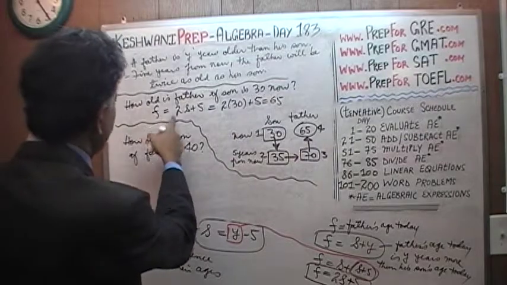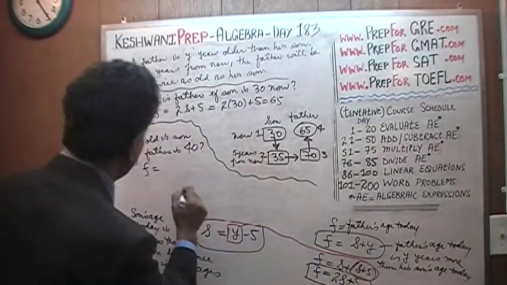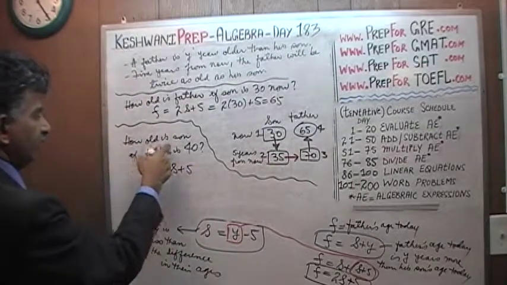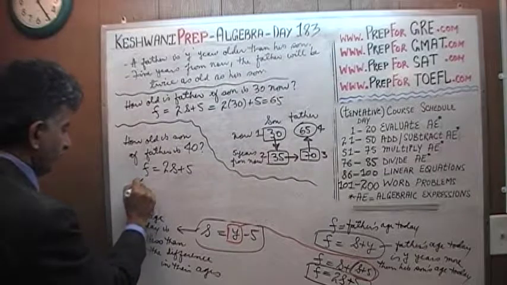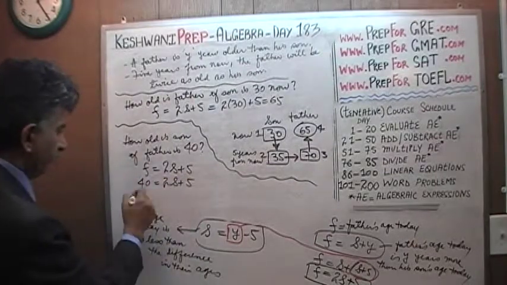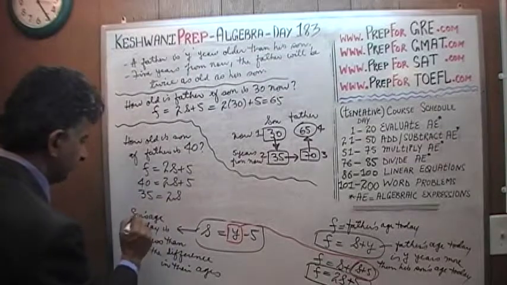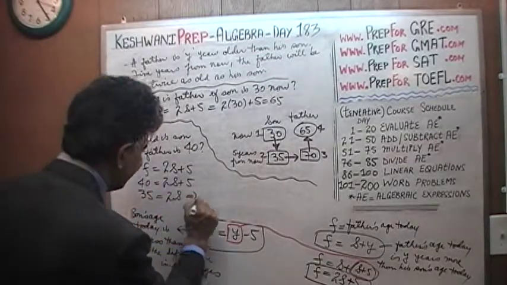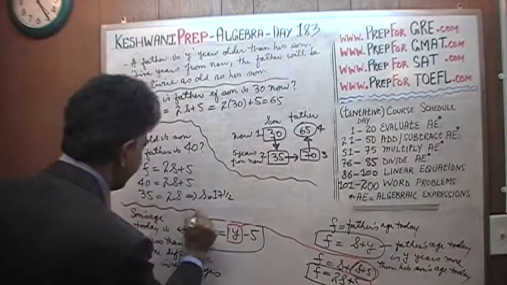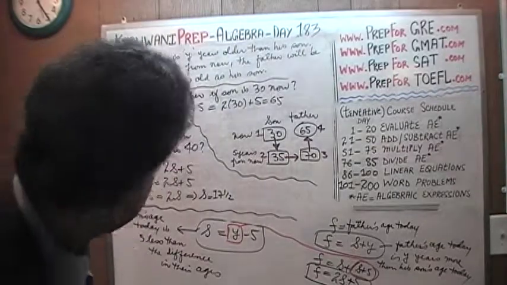We can use the same equation here. F equals, right here, 2s plus 5. How old is son if father is 40? Father is 40. 2s plus 5. Subtract 5 from both sides. We get 35 equals 2 s's. And therefore this implies that s must be 17.5. S must be 17.5.